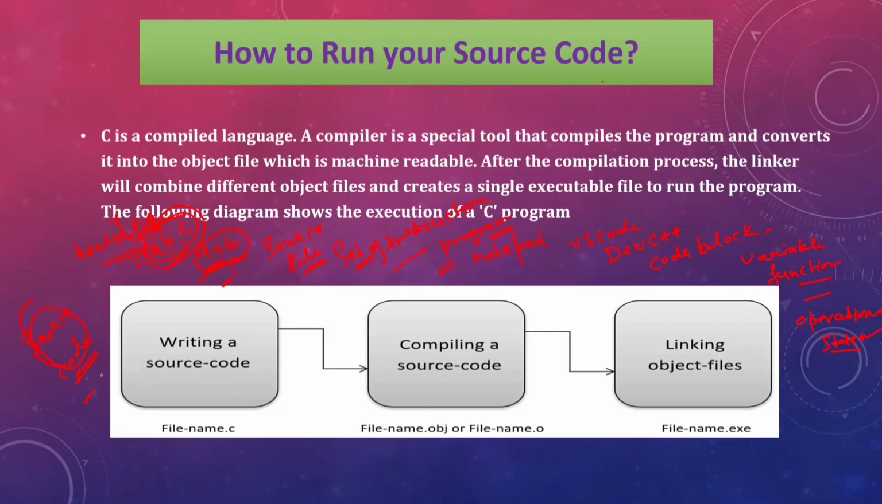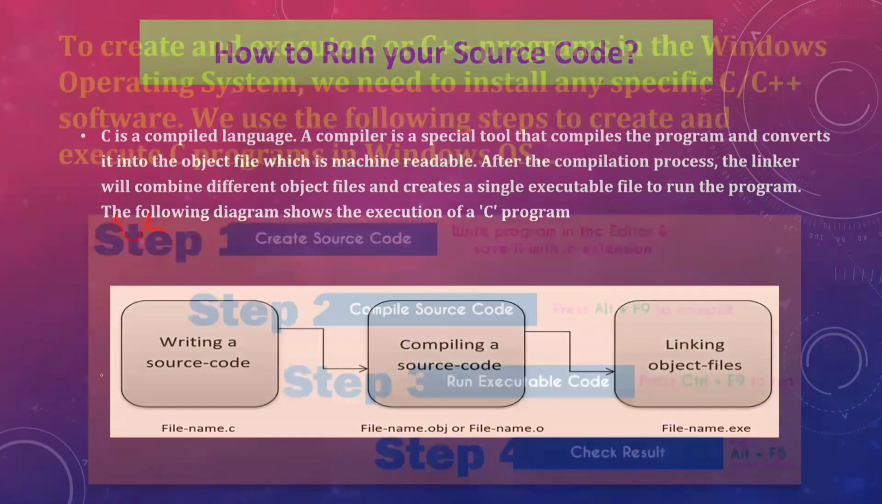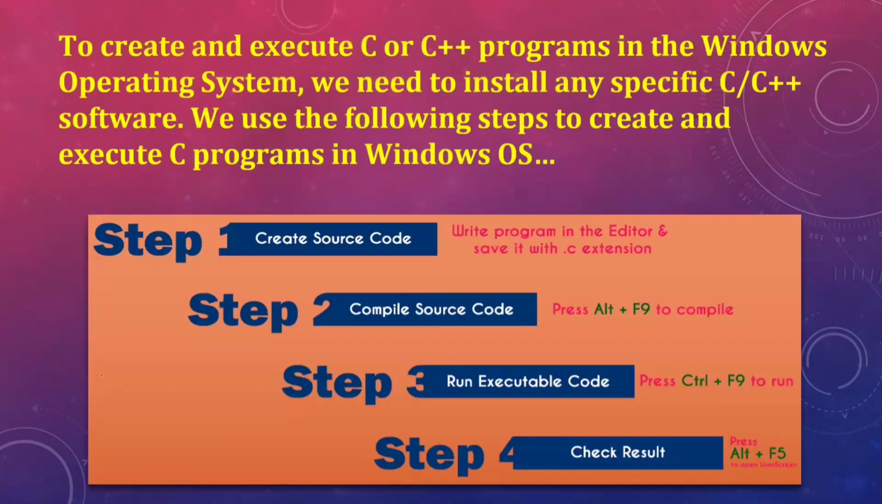Now coming to this slide, to create and execute a C or C++ program in the Windows operating system, we need to install a specific C or C++ software. We use the following steps to create and execute C programs in Windows. There are four fundamental steps to run any type of program. First step is to create a source code.